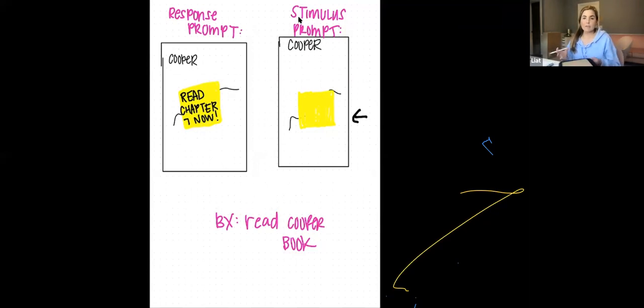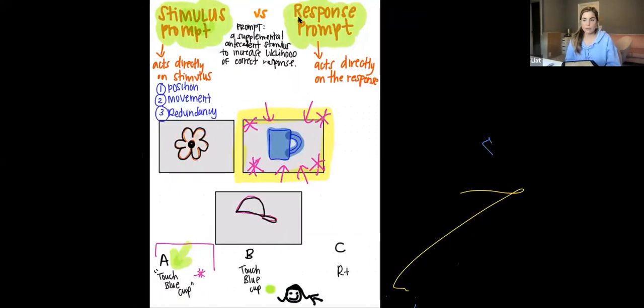Here's an example of a response prompt versus a stimulus prompt. Now, in any teaching example, does it mean you're only going to be able to use one? No, right? In fact, going back to this example, if I wanted you to touch the blue cup, I could use a response prompt. I could take your hand to touch the blue cup. I could write down the instruction, touch the blue cup, right? Response prompt. Or I could do something to the actual stimulus and light it up like this, right? Put the highlighting around it, whatever it is.